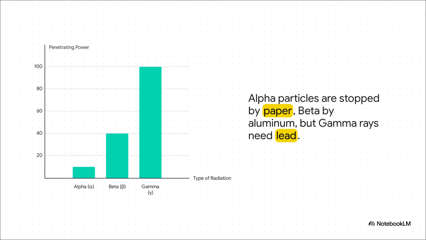Those big, bulky alpha particles can be stopped by a sheet of paper or even just your skin. Beta particles are a little more persistent, but gamma rays, which are just pure energy, are like tiny invisible bullets that can go right through you. That's why they're the most dangerous type of radiation to be exposed to.